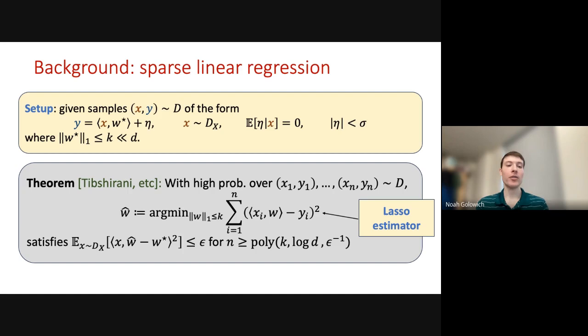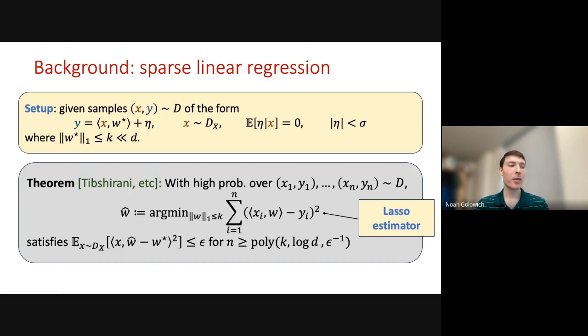And a fundamental result shown by Tibshirani and later extended in many ways establishes the following. With high probability over a data set of size n drawn from the distribution D, the solution w hat to this convex program has low mean squared error. In particular, the expected value for a feature vector x drawn from D of the square of the inner product of x and w hat minus w star is at most epsilon, as long as the number of samples n is at least a polynomial in k, log d, and 1 over epsilon.